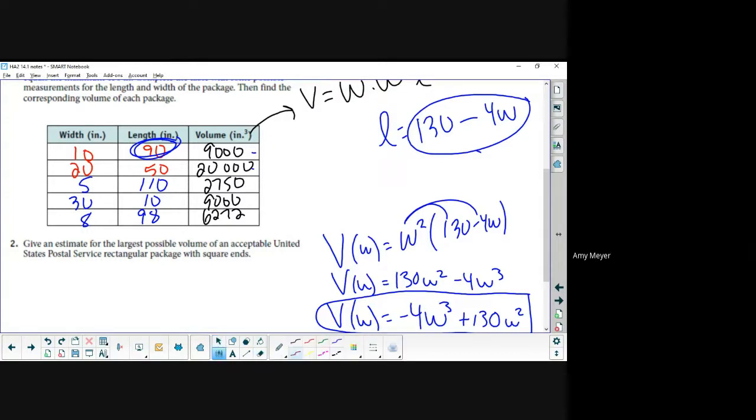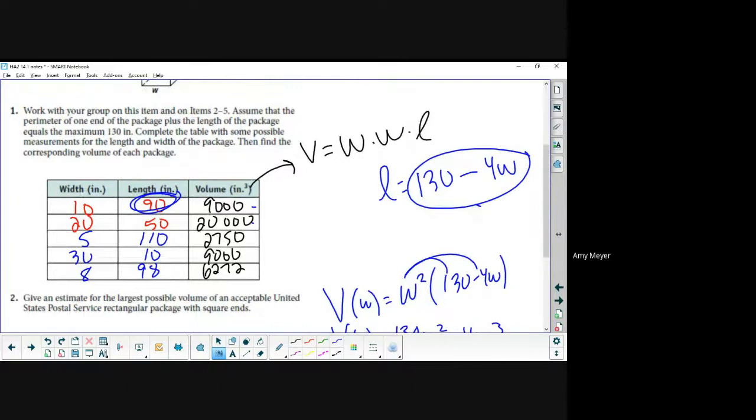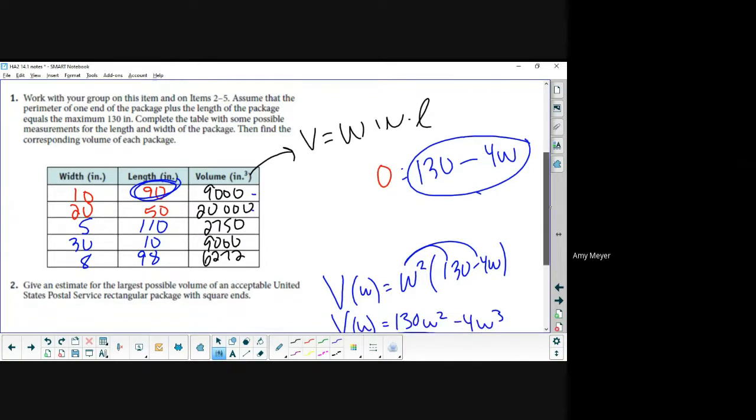Set equal to what? Kind of, yeah. Let's look at this that we wrote, which has the 130 in it. Can our length be 0? Isn't that like our cutoff? We can have a length of 10, 20, but we can't have a length of 0. So if I were to put a 0 in here, that would be my cutoff point. And then I could solve this.